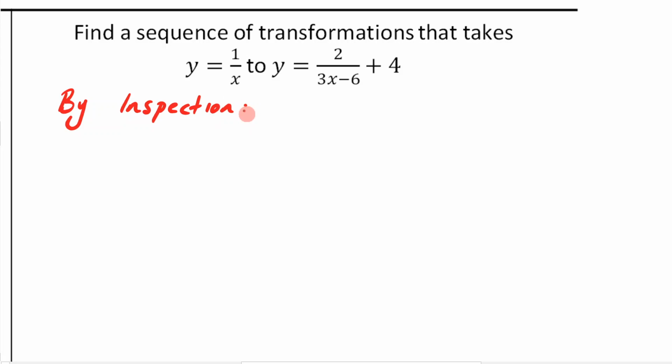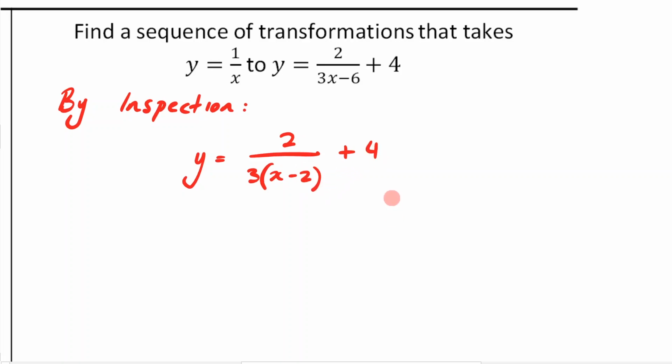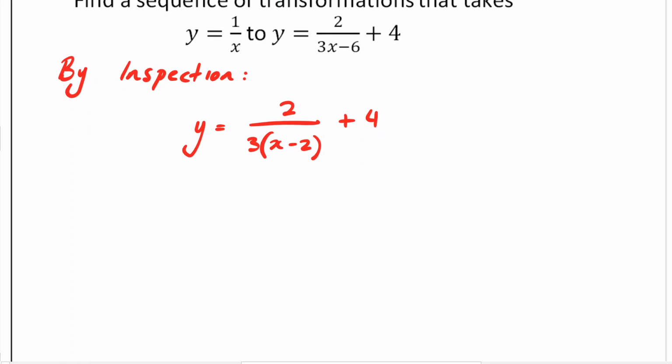Remember, when you're doing this by inspection, the first step has to be to factorize inside the brackets. So that means instead of writing 3x minus 6, I'm going to take 3 out. And that's going to leave me with x minus 2 in here. And then I'm going to have a plus 4. Now what I'm going to do is read off the transformations which are taking place.